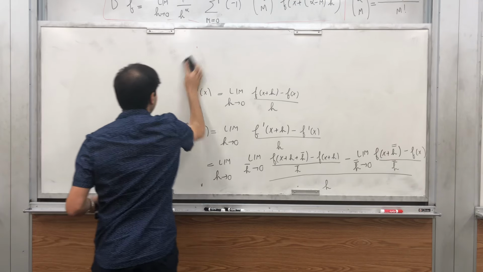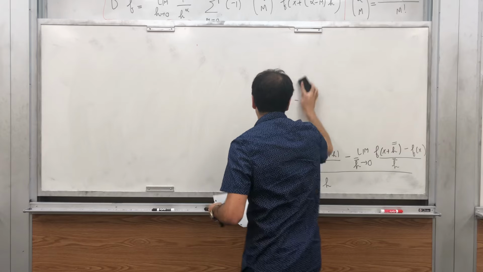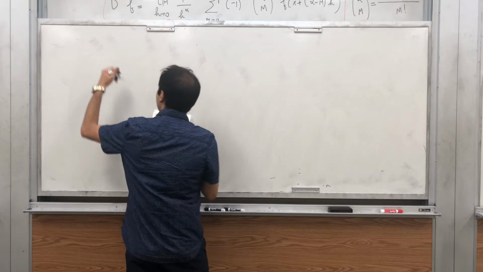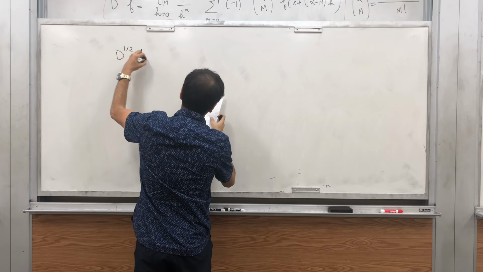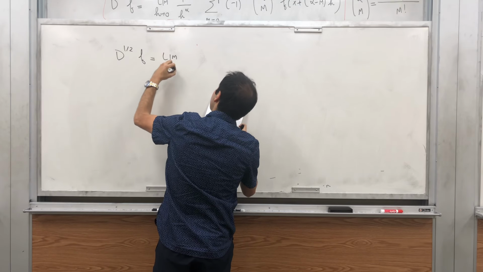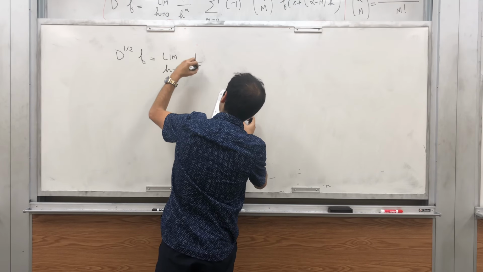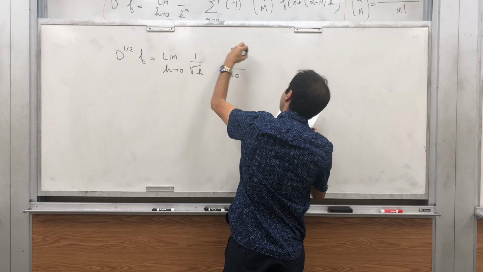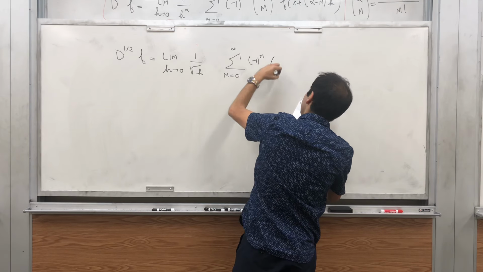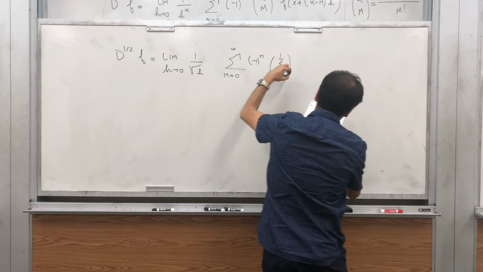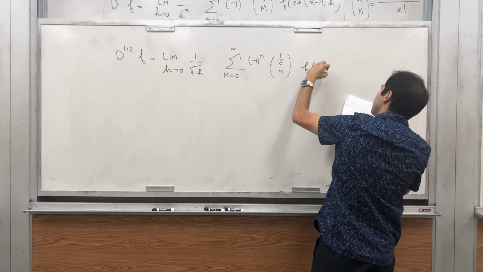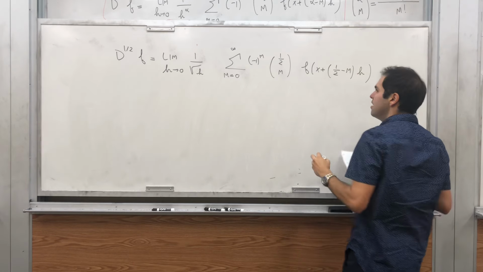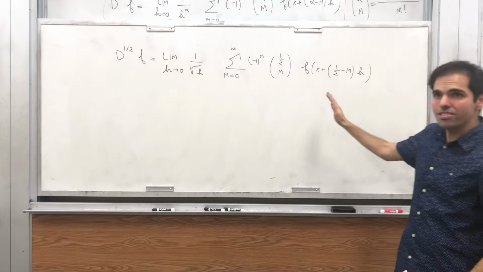that the half derivative is then the following formula for us today. D^(1/2) of f is then just equal to the limit as h goes to 0 of 1 over square root of h times the sum from m from 0 to infinity of (-1)^m, (1/2 choose m), of f of x plus 1/2 minus m h. So it's kind of interesting. Yes, what does the half derivative say?